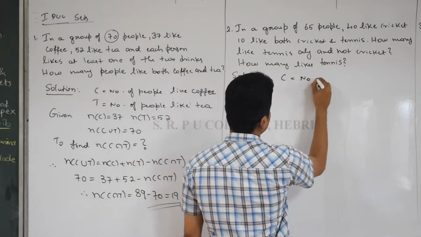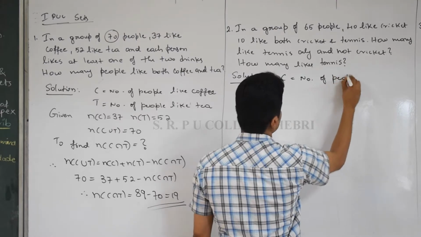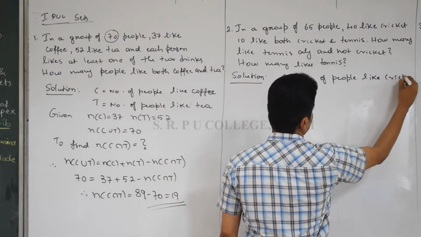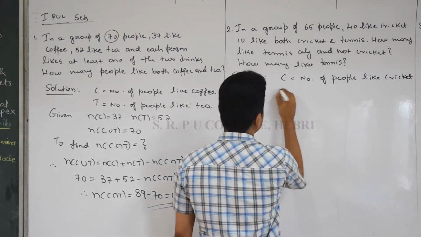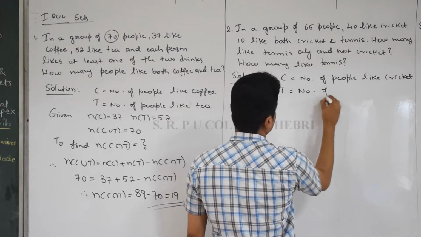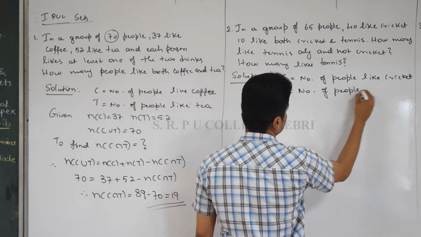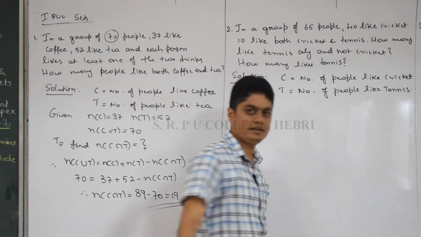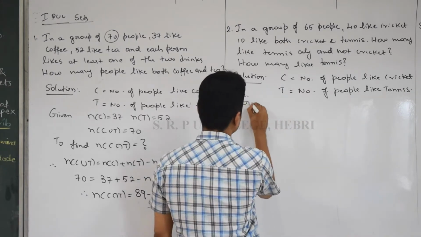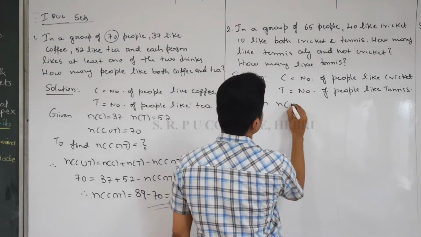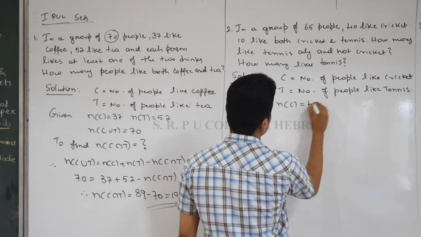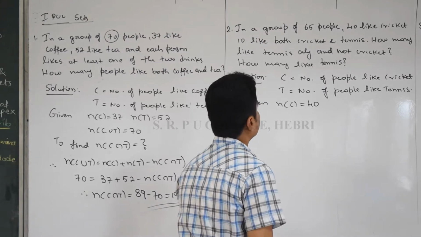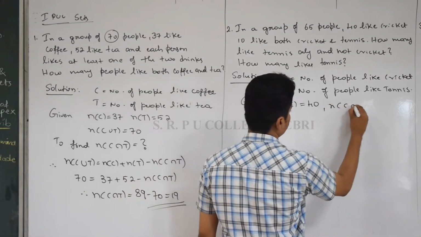So C represents the number of people who like cricket, and T represents the number of people who like tennis. Now write down what is given. n of C is given, 40. What else is given? 10 like both cricket and tennis, that is, n of C intersection T is given.